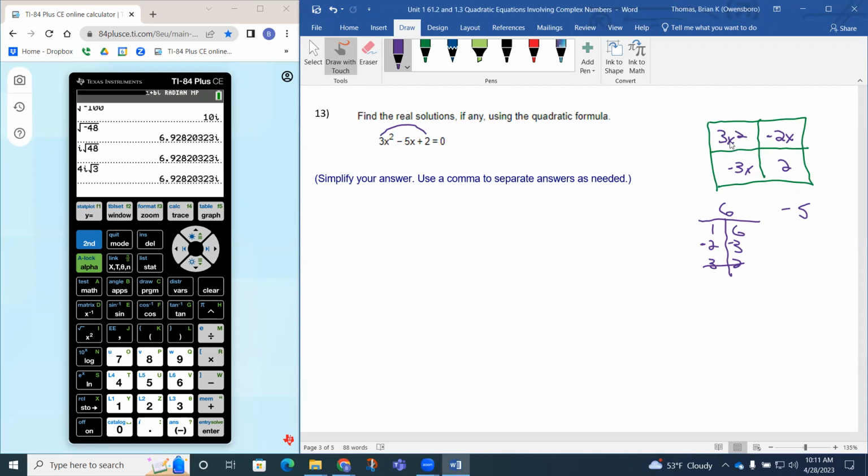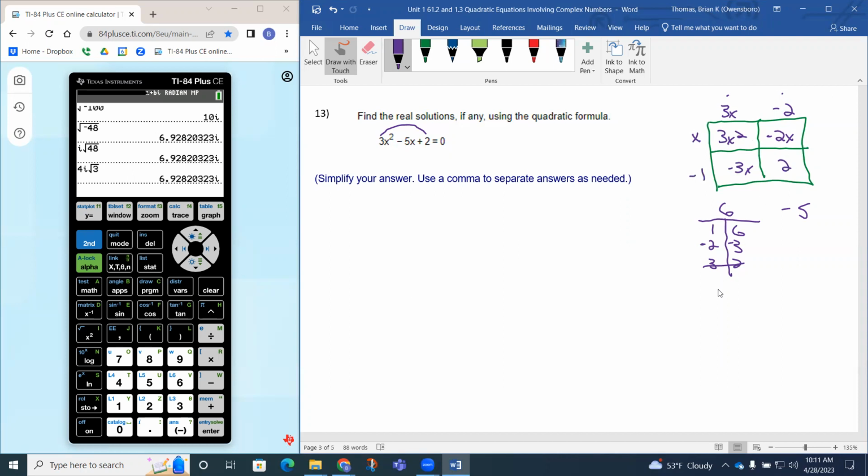Again, using the box method, we look for the GCF of these top 2 terms, and all I see in common is an x. So an x comes out. And then I just figure out the puzzle. What times x is 3x squared? That's got to be 3x. What times x is -2x? That's got to be a -2. x times -2 is -2x. What times 3x gives me -3x? That has to be a -1. And does a -1 times a -2 give me a +2?